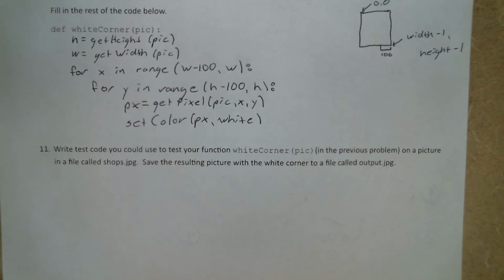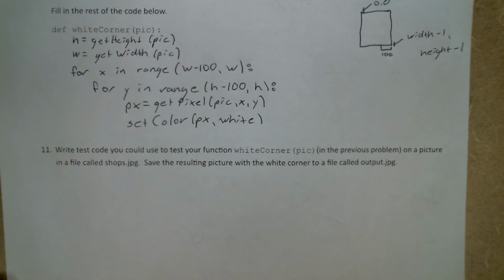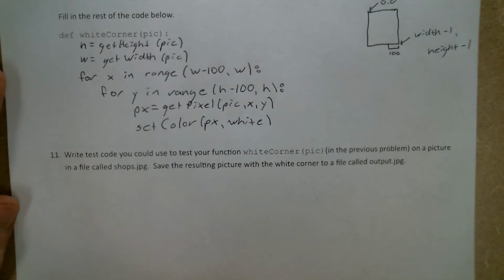11, write test code that you could use to test your function white corner pick and the previous problem on a picture in a file called shops.jpg. Save the resulting picture with the white corner to a file called output.jpg. So that's the sample code that you write pretty much every time you're testing your function.